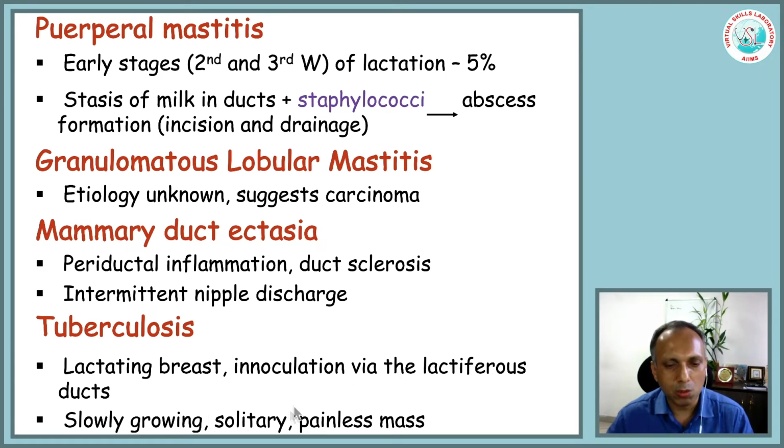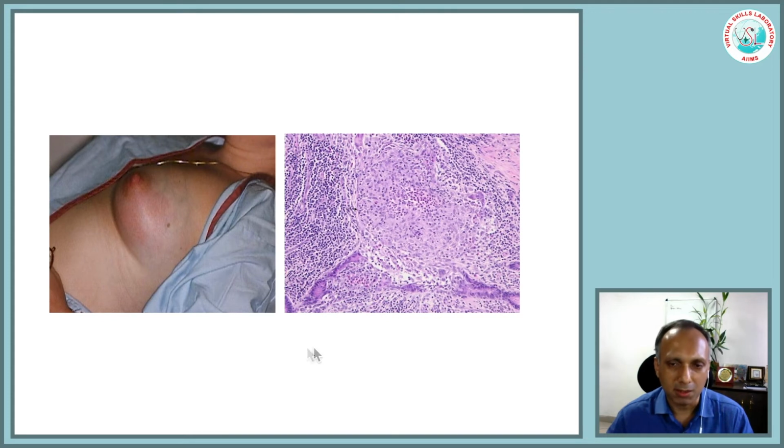It presents as a slowly growing solitary painless mass. Now this clinical picture shows a typical erythematous, engorged, painful breast. This is usually sequelae of puerperal mastitis. And this microscopic picture over here shows a granulomatous lesion in the breast in the lobule.